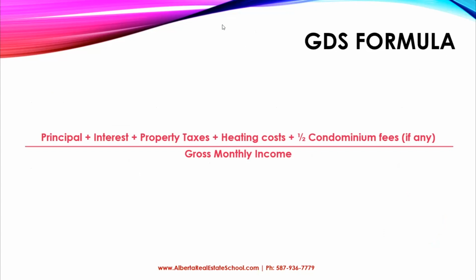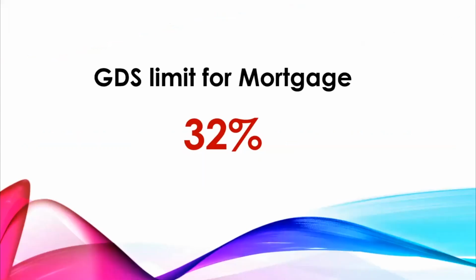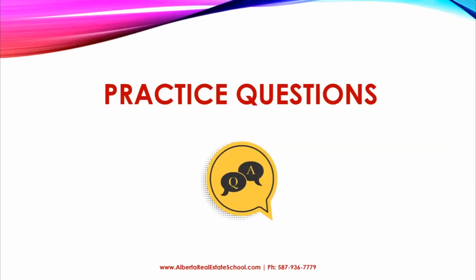Let's take a look at the GDS formula. GDS formula is principal plus interest plus property taxes plus heating costs plus half of the condominium fees if the property is a condominium. Otherwise, we will ignore this, divided by gross monthly income of the person. The GDS limit for most of the lenders is around 32%. Some lenders will have more leeway and they will allow a higher GDS ratio, but 32% is the benchmark that we will use. Let's take a look at some of the practice questions.